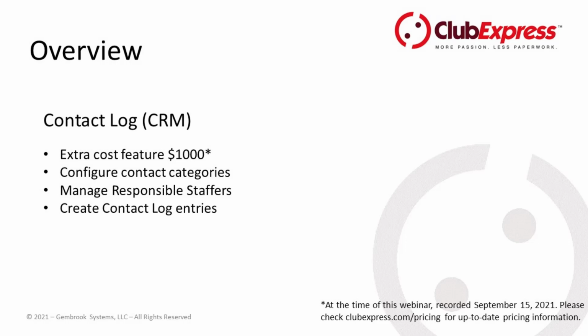Whether you're a nonprofit that's keeping records of donors or sponsor interest, a professional association keeping track of people who are interested in speaking at events or leading seminars with your organization, or maybe a swimming club keeping track of who might be teaching swim lessons, the contact log can be helpful for you. You're able to manage and configure contact categories, so the nature of the contact, create follow-up entries, and manage responsible staffers, or the folks who are responsible for actually following up on those points of contact.